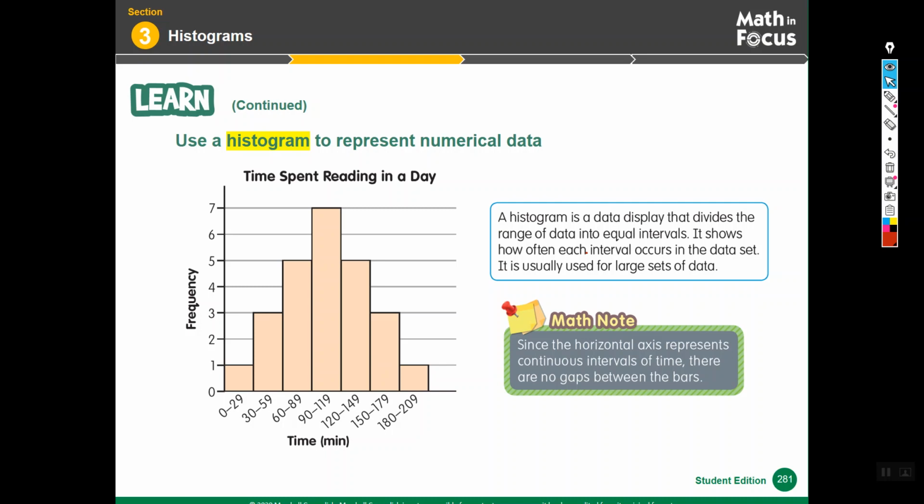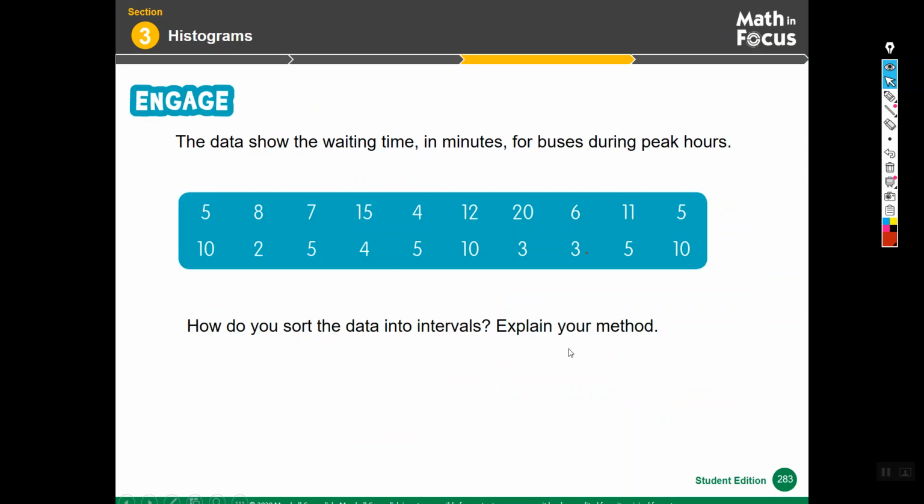Since the horizontal axis represents continuous intervals of time, there are no gaps between the bars. So you see right here, this is from 0 to 29. The next bar starts at 30 to 59, and the next one's 60. So there's no space in between those. That's why they're touching.